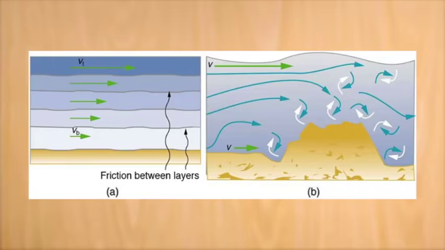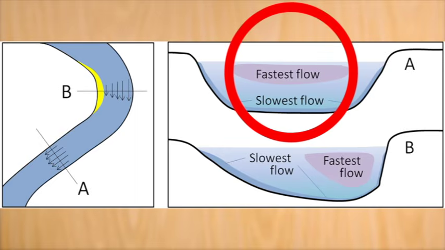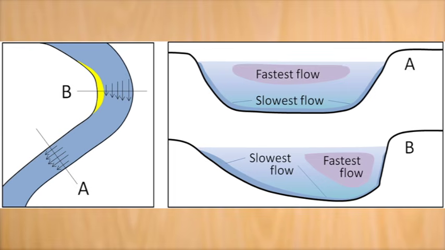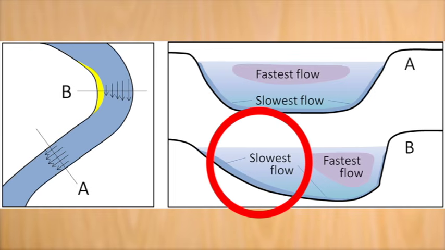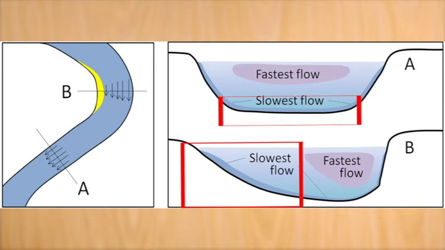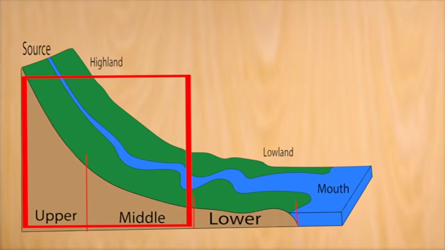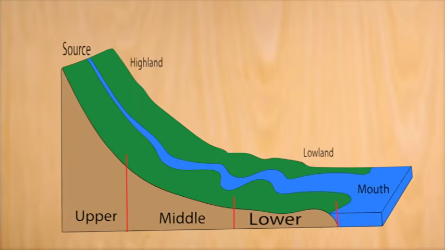Now, since there is less friction, the velocity of the river becomes higher, especially near the center, the deepest part of the stream. However, the velocity may remain lower closer to the banks of the river because the friction is still higher there, and it may also be slower near the surface of the water due to friction with air. Both erosional and depositional processes are common in the middle course of the river.